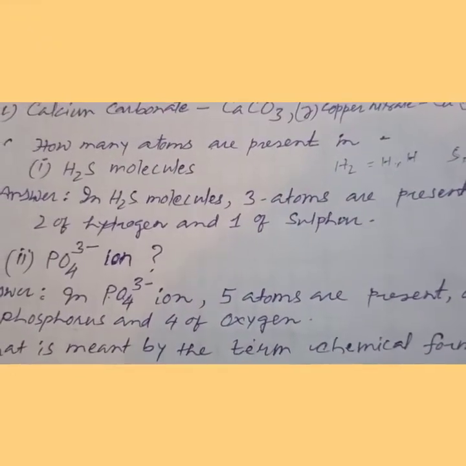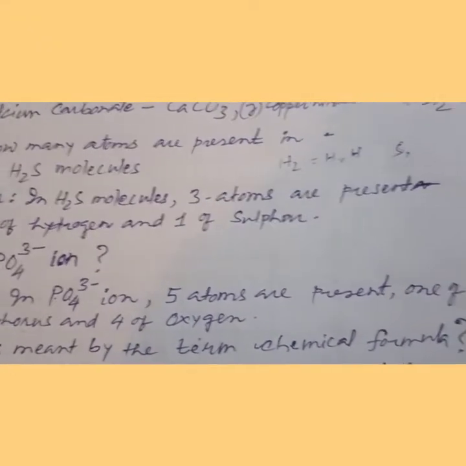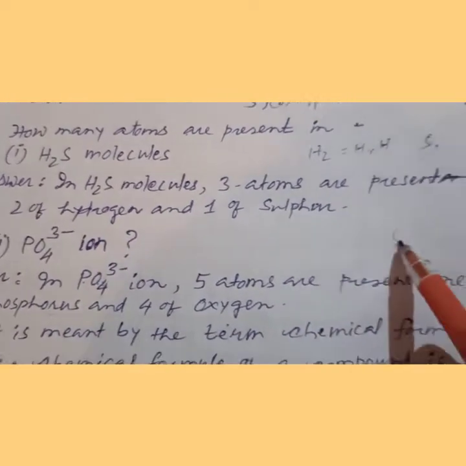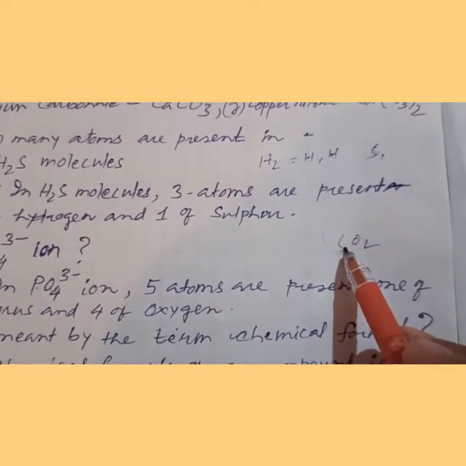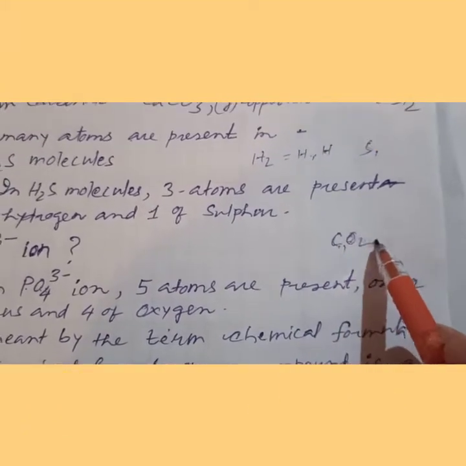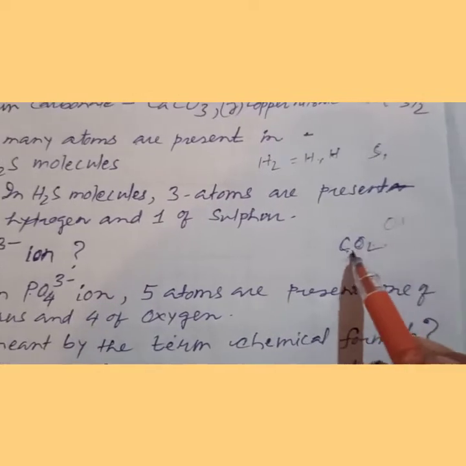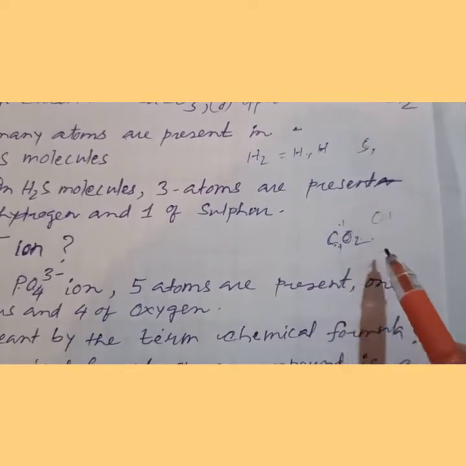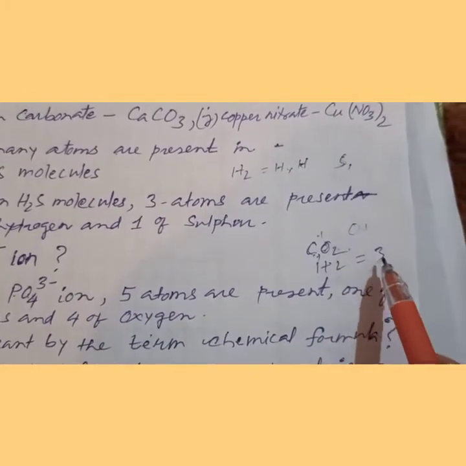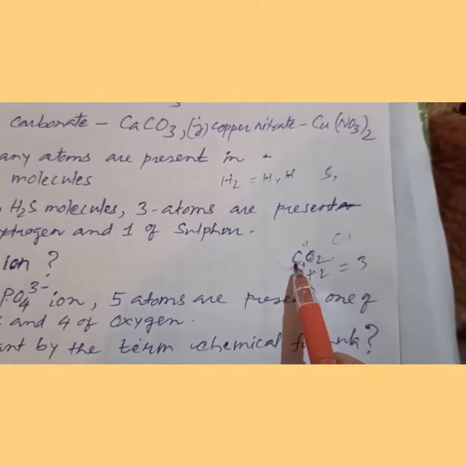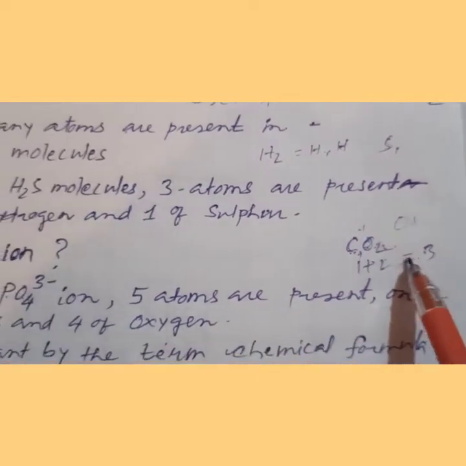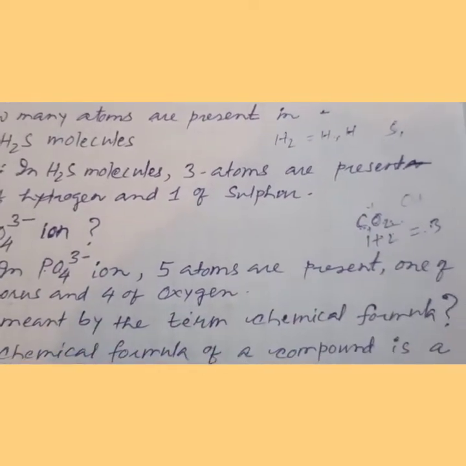So you can count, if the question comes in a different way also. Suppose CO2, how many atoms are there? In CO2, you see, the number of carbon is 1, C with nothing written means 1. O2 means 2. So the number of oxygen is 2. So altogether 1 plus 2 equals 3. So you can write 3 atoms are present there. The number of carbon is 1 and the number of oxygen is 2. So you can explain like this. Just try to remember this one.